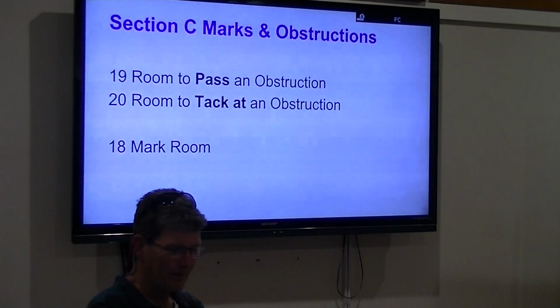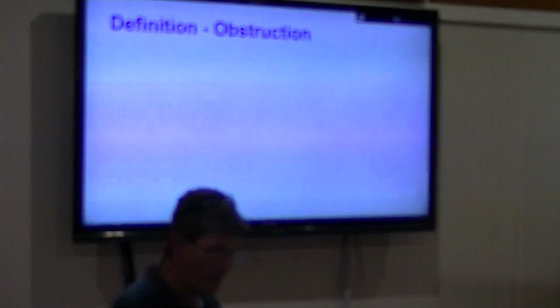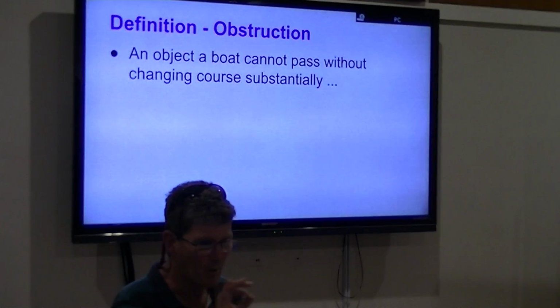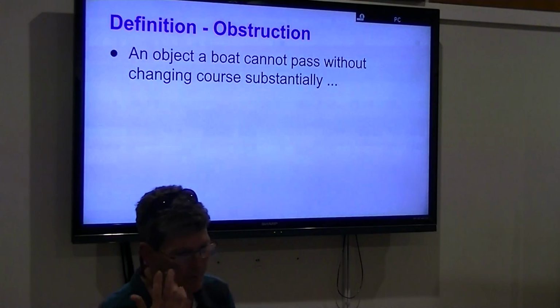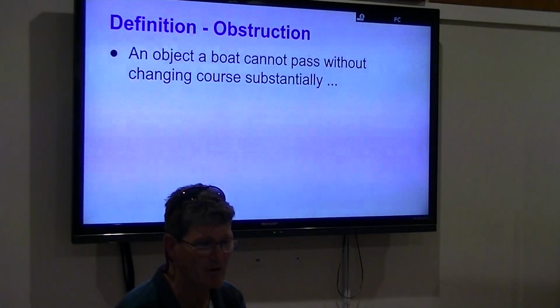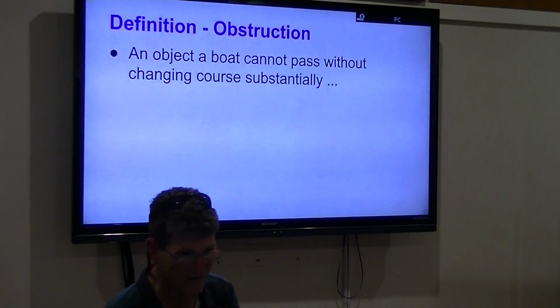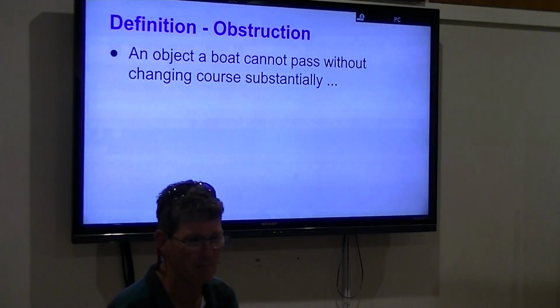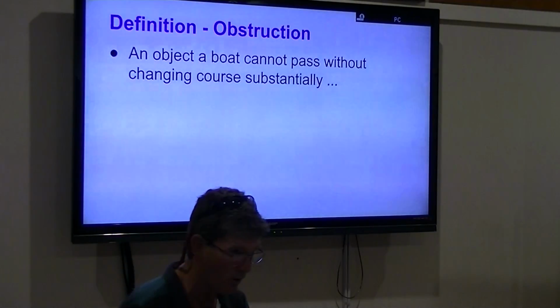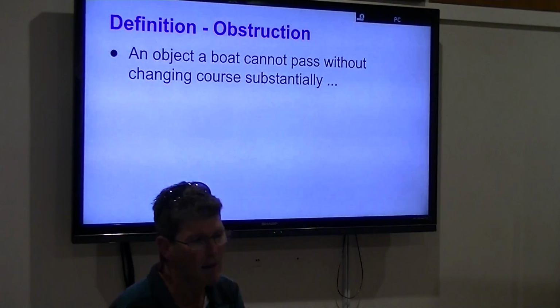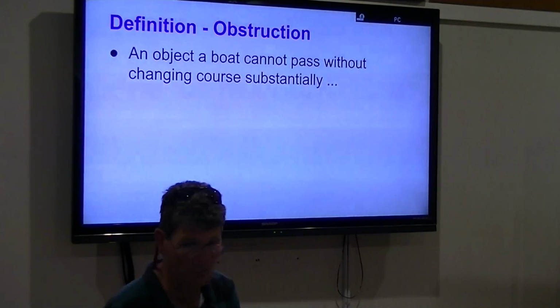So let's get started. Firstly, we've got the definition of an obstruction, and this is one of the things that's changed. Most of it's the same. What I've done is use a slightly different colour of font. You'll see in a sec if anything's changed. An obstruction is an object that a boat cannot pass without changing her course substantially. I don't really know what substantially means. It's not defined. I guess it means the common meaning. If you've got to go hard over or change course in a meaningful way that might cause other boats to avoid you, that's substantial. So it's an object you have to change course for.